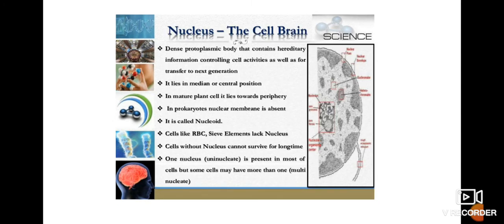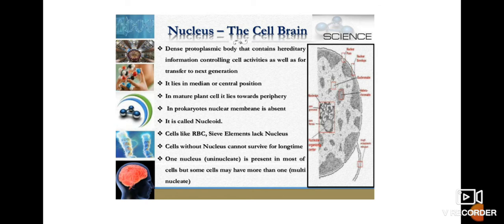Now coming to the next important portion of the cell, which is the nucleus. We consider the nucleus as the brain of the cell, the basic reason being that it controls and coordinates the different functions of the cell. As we discuss this nucleus, it might be present in the central position of the cell or might be found along the periphery.